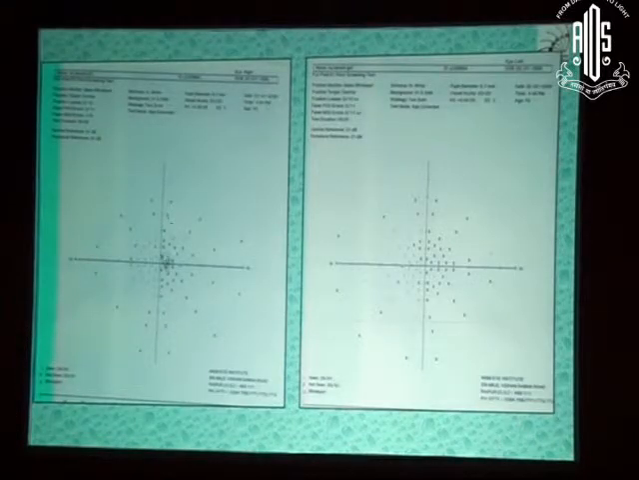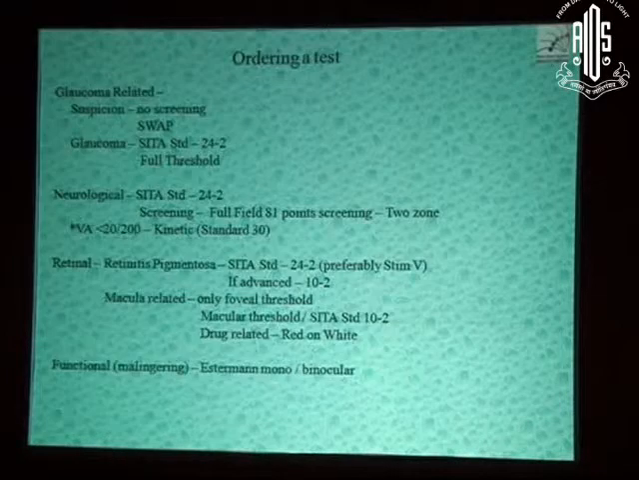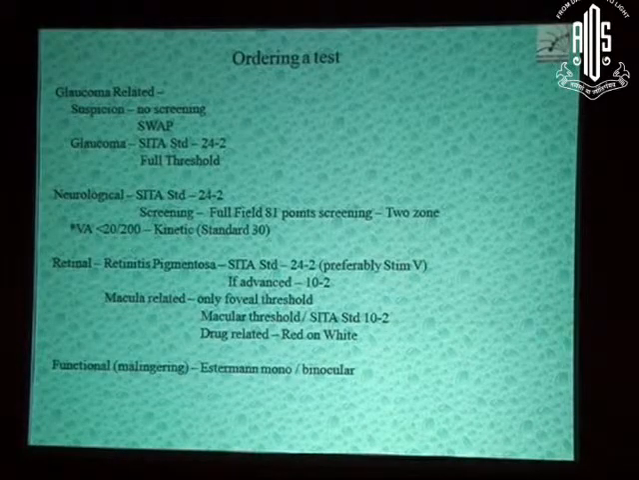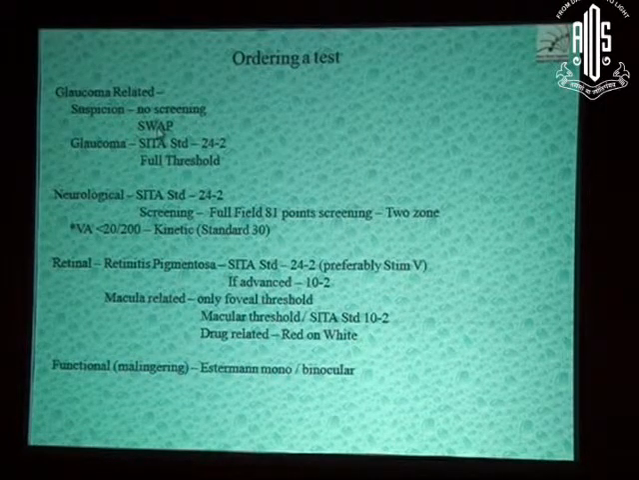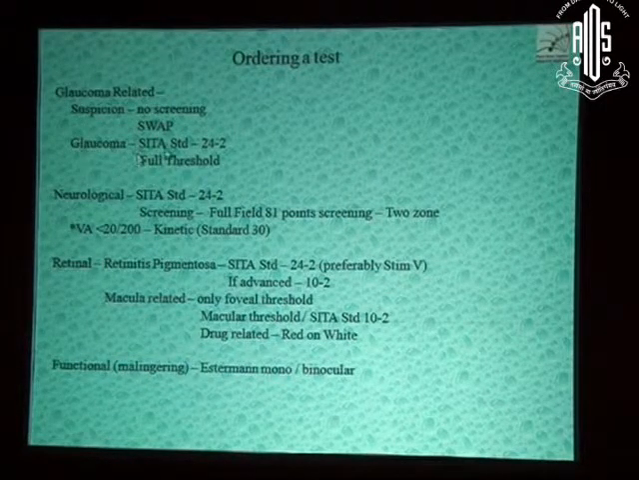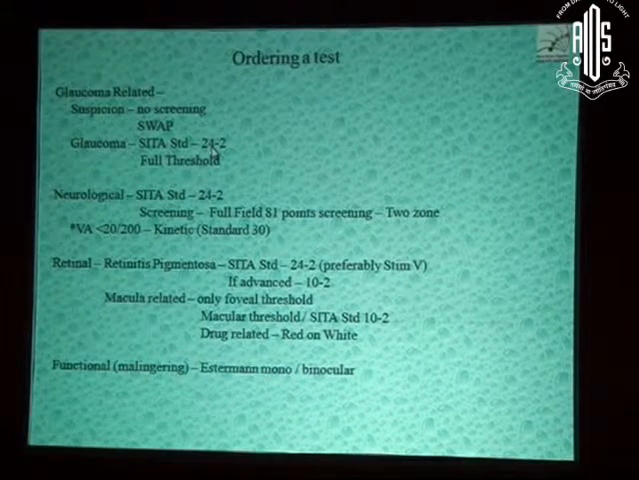You can see the blacks are not-seeing areas, not-seeing points, and these are seeing points. You can see the black area. You can get a pattern of homogeneous defect in this screening program. So you can test by a screening program, which takes less time, for a neurological field defect. In general, if you have a glaucoma-related suspicion, don't do a screening test rather than a threshold test. Specifically in glaucoma, we do the standard 24-2 SITA test.